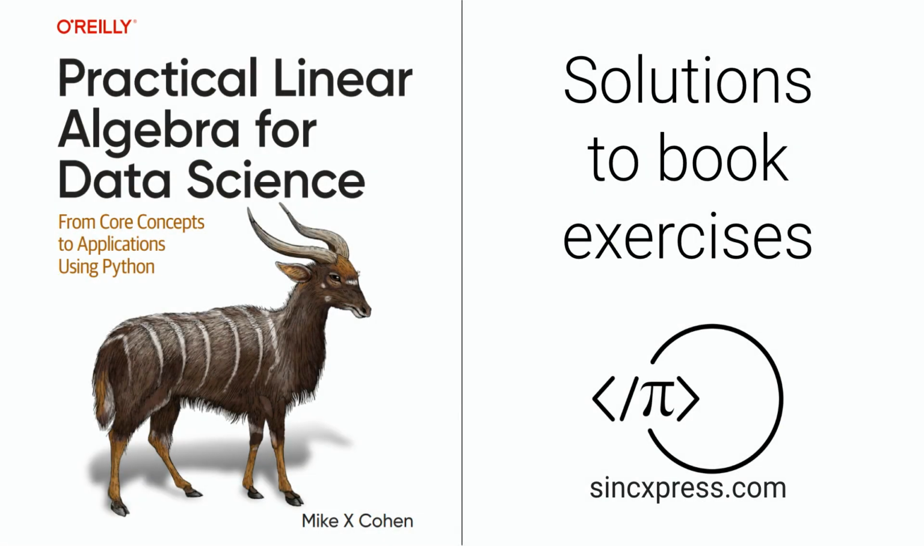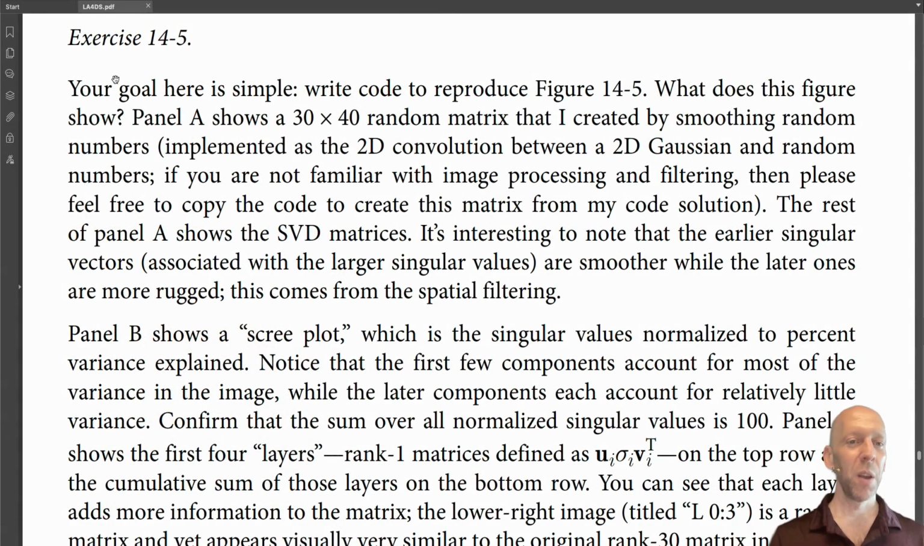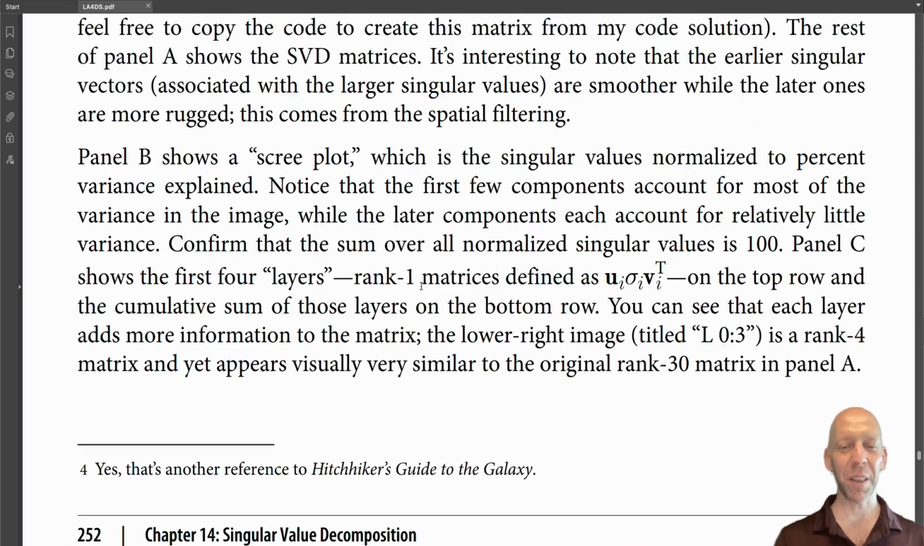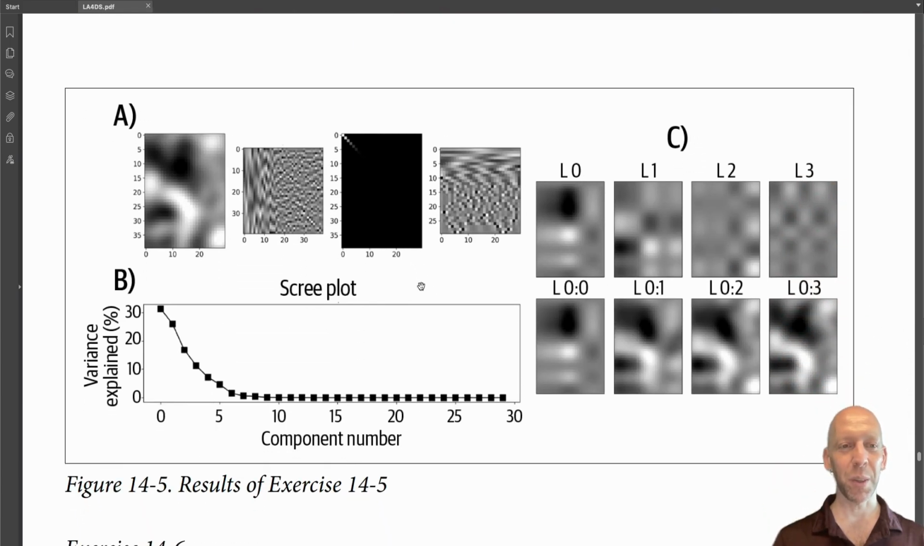Here we are with exercise 5 of chapter 14. Your goal here is simple. If the goal were so simple, why would there need to be so much text just to explain this? Okay. Write code to reproduce figure 14.5. So rather than read all of these words, I'm going to just show you the figure and explain what it means and what you are supposed to do.